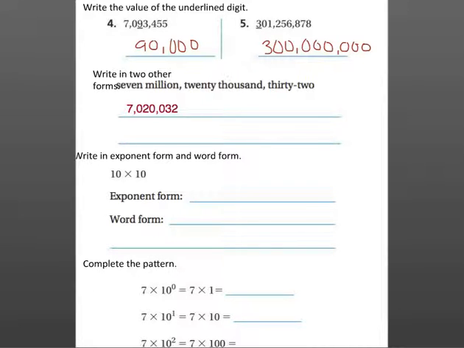Another way is to write it out in expanded form. And the way that we would write it out in expanded form is you would want to say, okay, I have 7 million plus 20,000 plus 30 plus 2. So that is writing it out in expanded form.